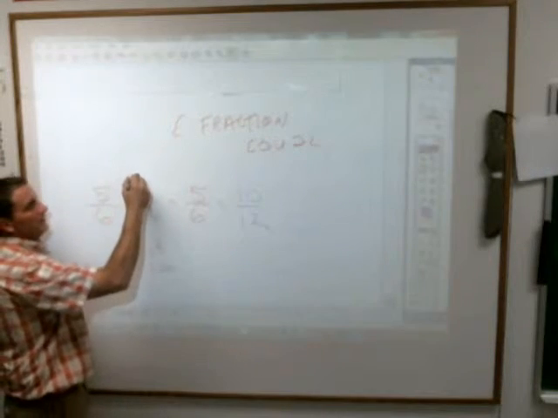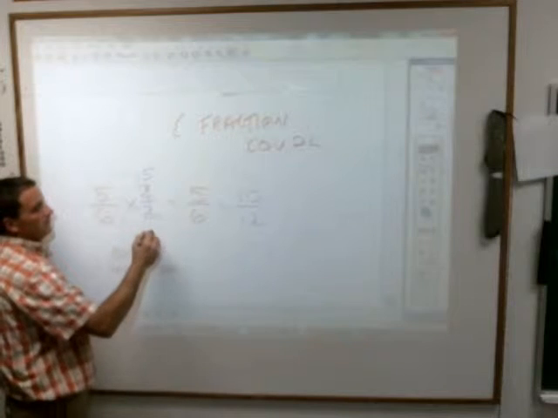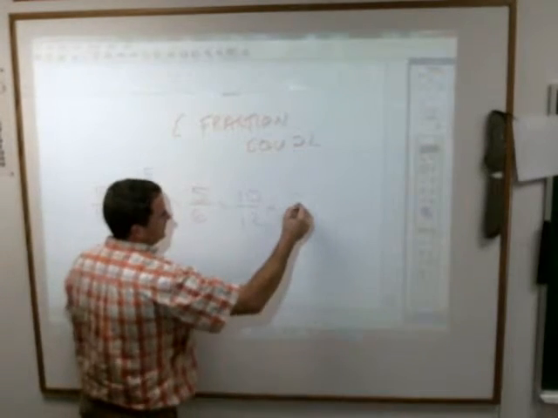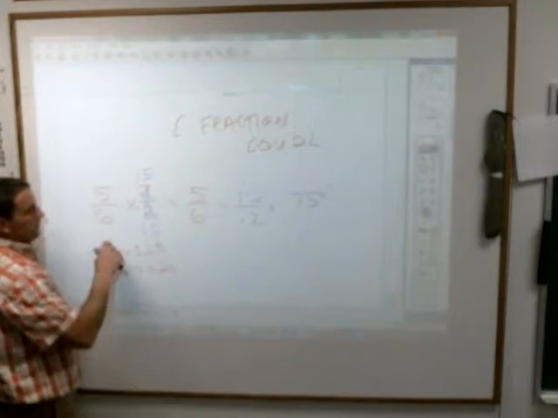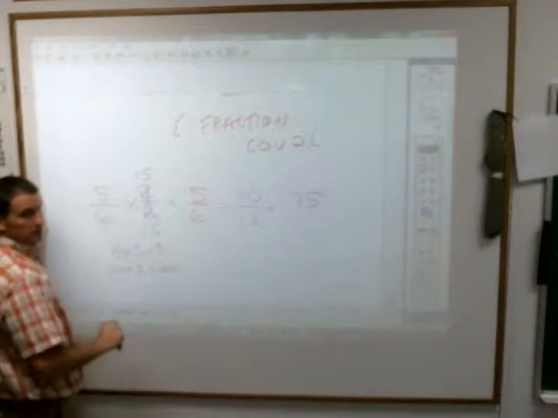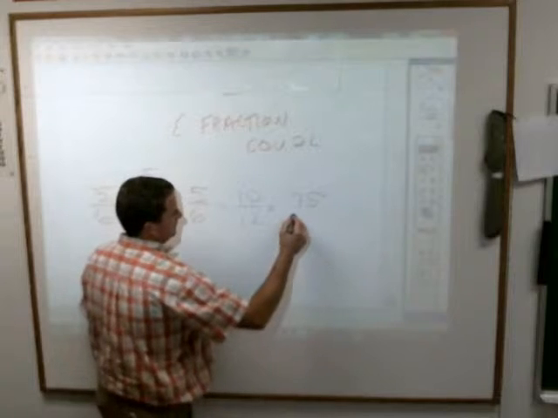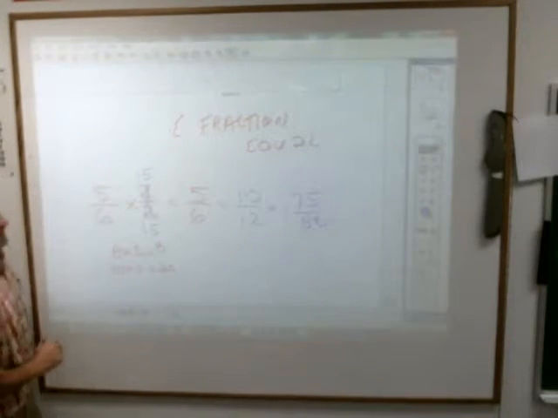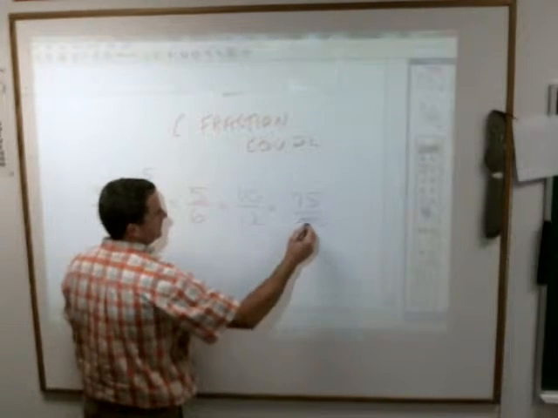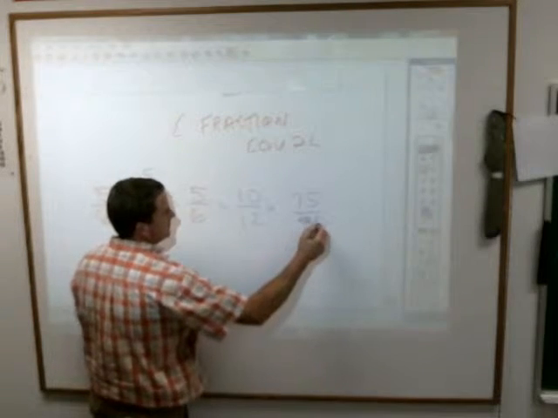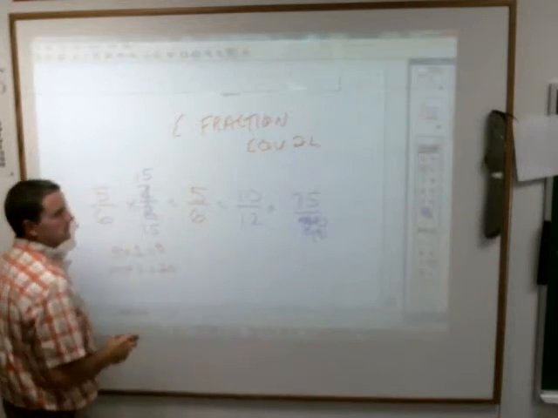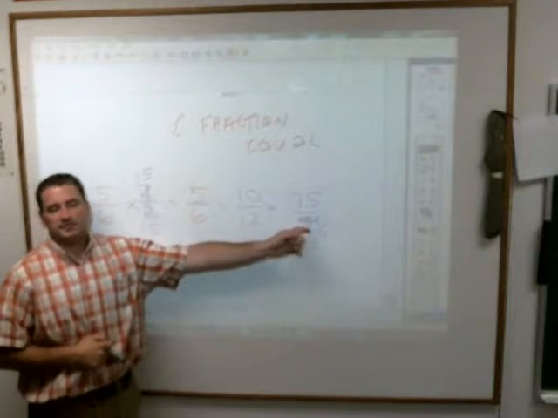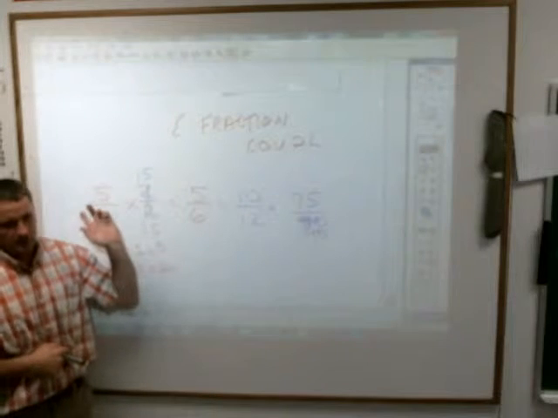I could do that with 15/15. 5 times 15 is 75. 6 times 15 is 90. Who said 80? 75/90 is the same exact thing as 5/6.